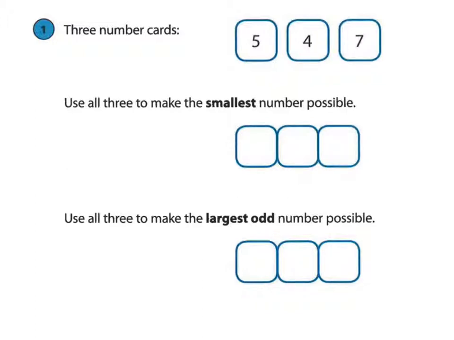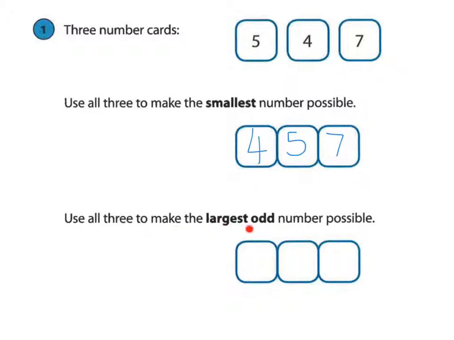Okay, we want to make the smallest number possible, so that means our hundreds has to be the smallest number that we have. As you can see, if we use the number 4 in our hundreds column, that's going to make the smallest number. The next smallest number needs to go into our tens. The next smallest number is 5, so that's going to go into our tens, and then we are left with the largest number going into the units, the 7. So the smallest number that we can possibly make with those digit cards is 457.